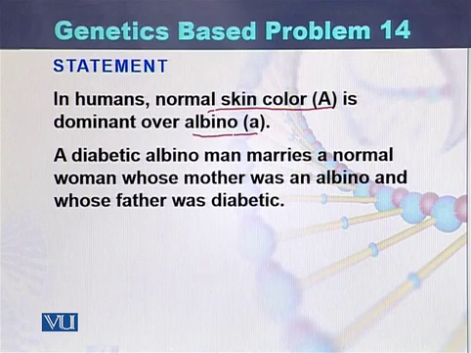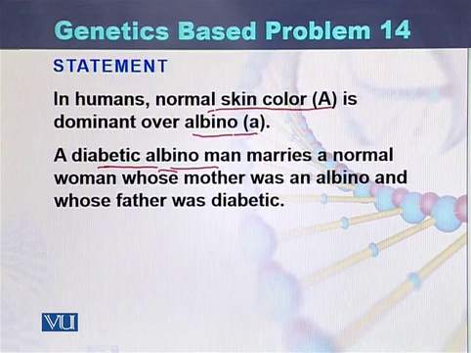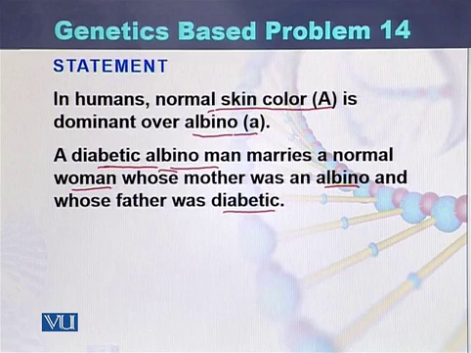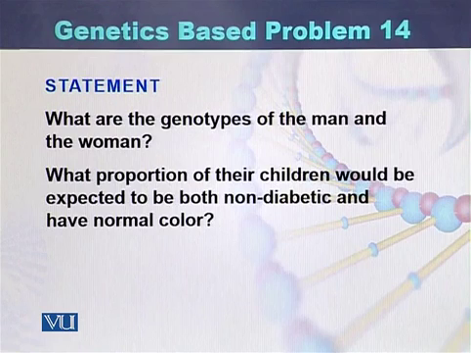The statement of the question is that a diabetic albino man, a man who is diabetic as well as albino, so he has two different phenotypes, marries a normal woman whose mother was albino and father was diabetic. So a man who has both phenotypes marries a woman whose mother was albino while her father is diabetic. What are the genotypes of the man and woman?